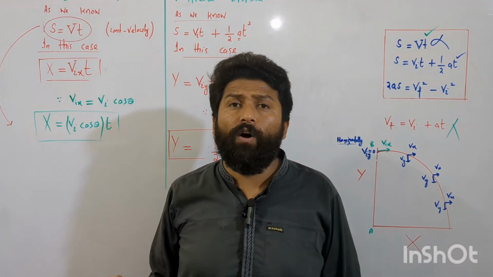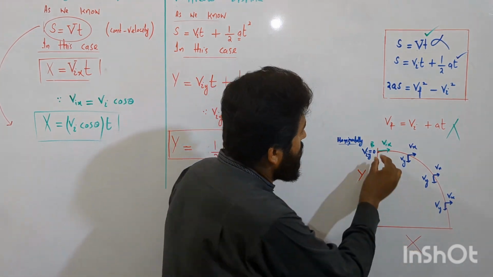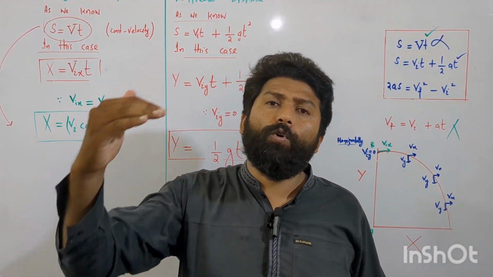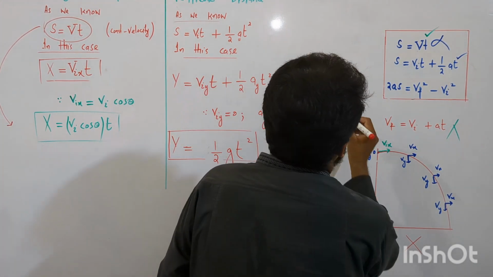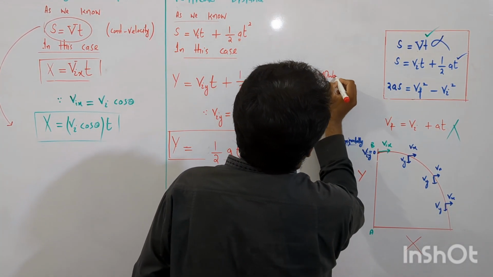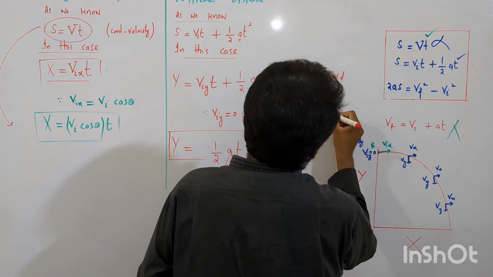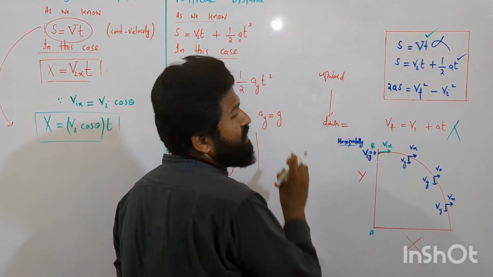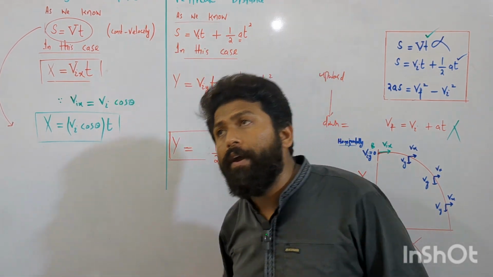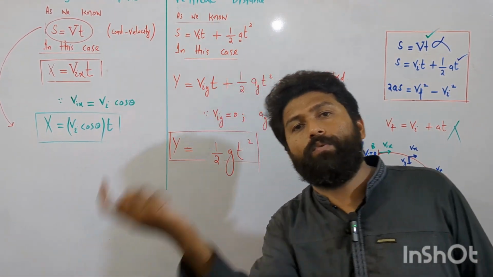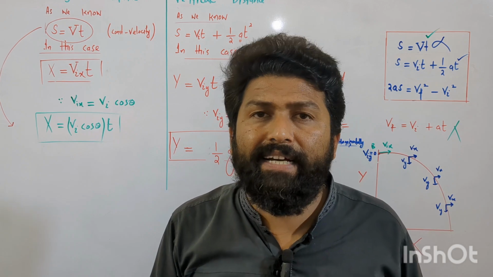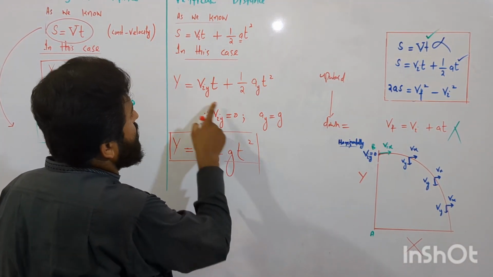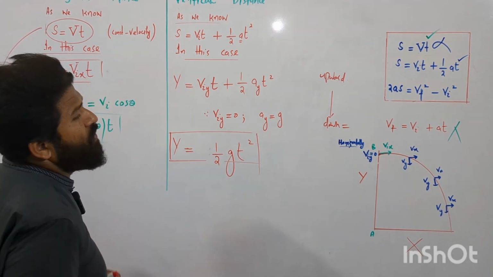When the body is moving from upward to downward, acceleration will be positive g. When the body is moving from downward to upward, the acceleration will be negative g. So here acceleration will be positive g. Putting this formula here and this here, simply y is equal to half g t square.